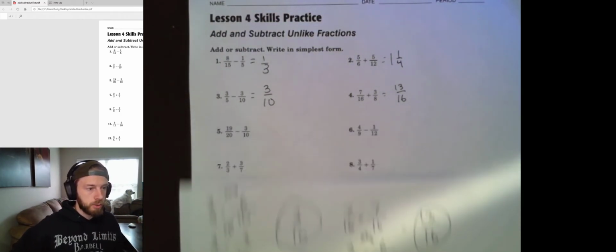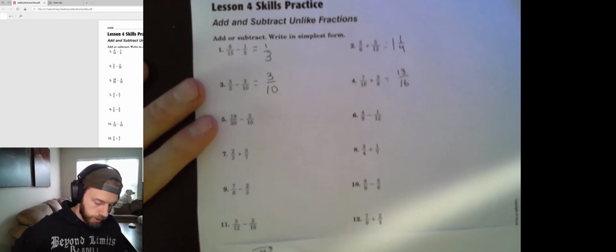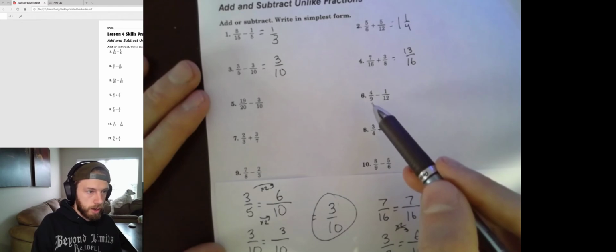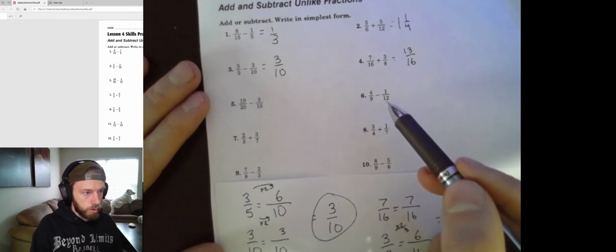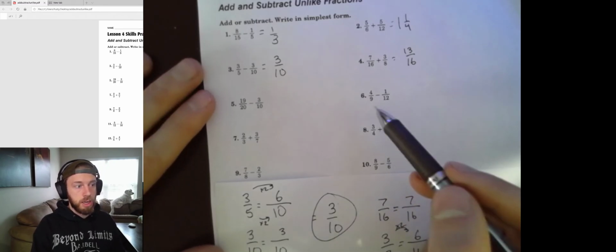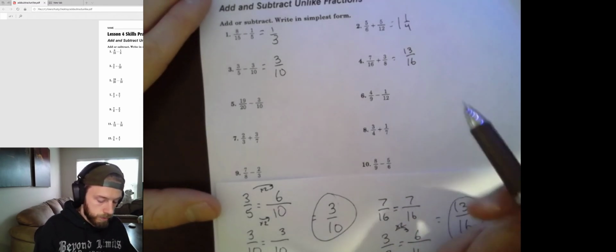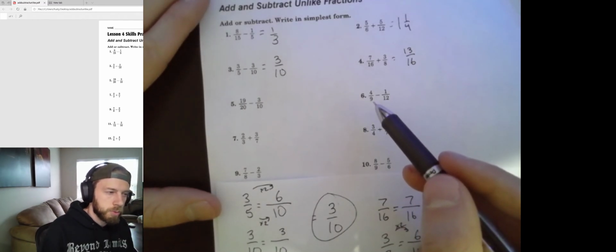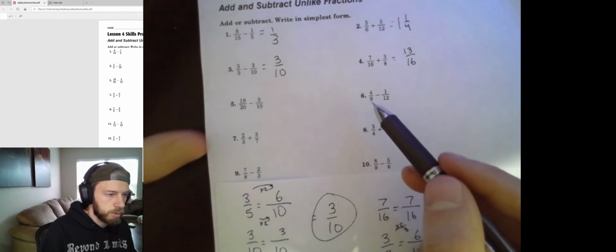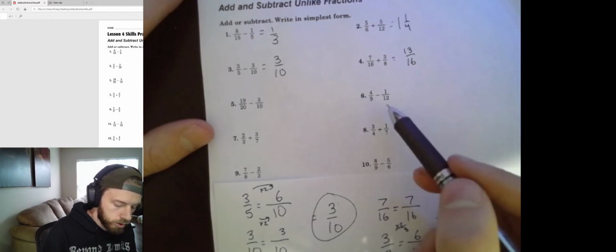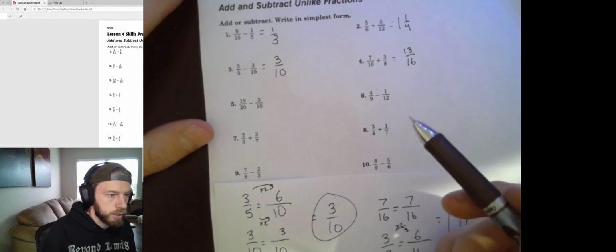So I'm going to leave you guys with a couple more. There are some challenging ones down here. For example, number 6 here, your denominators are 9 and 12. So this is one where you will have to find the LCM, and it's not going to be either one of those. I'll give you a little hint on number 6 here. I believe the least common multiple here, you wouldn't want to do 9 times 12, but it's 36. Because 9 times 4 is 36, and 12 times 3 is 36.